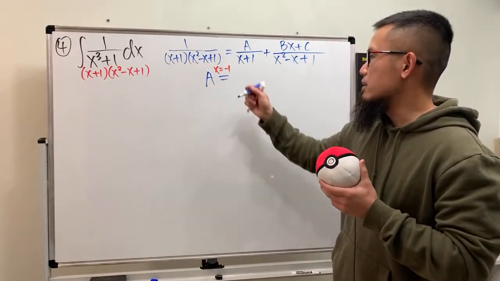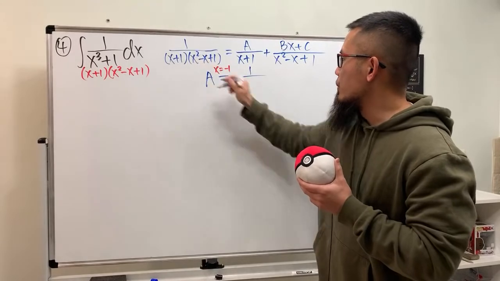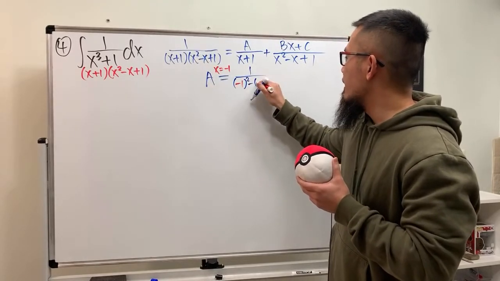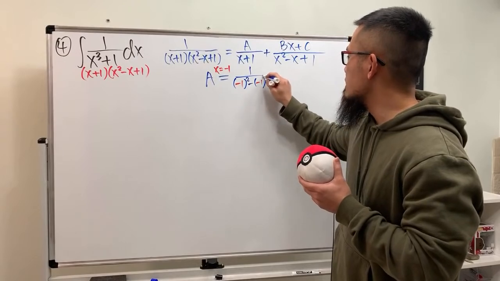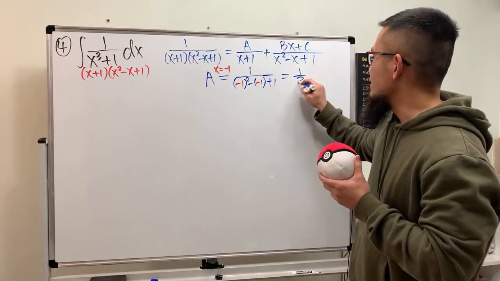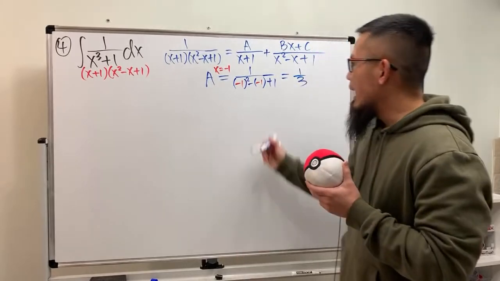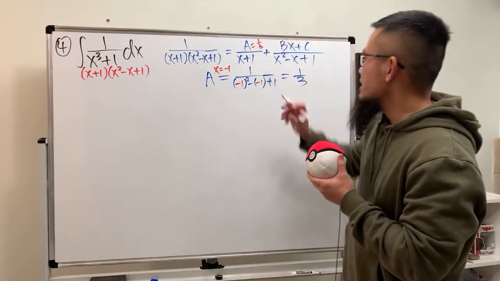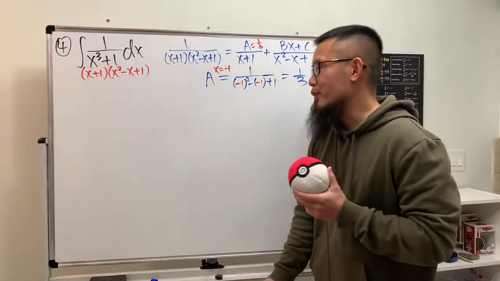So this time we'll show you guys the work. We get 1 over (-1) squared minus (-1) plus 1. Work that out, we get 1/3. So that's what A is. A is equal to positive 1/3. Okay, fractions time, of course.